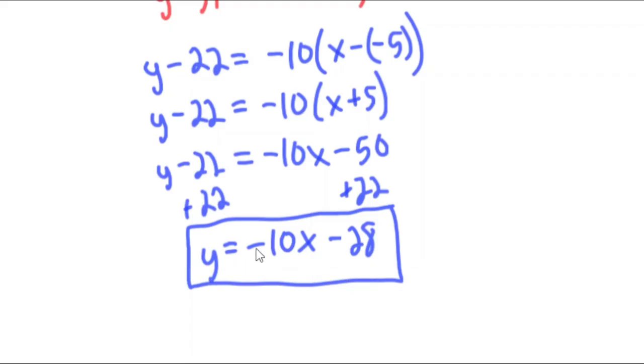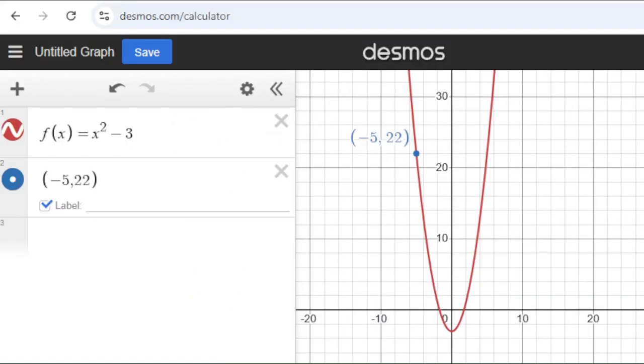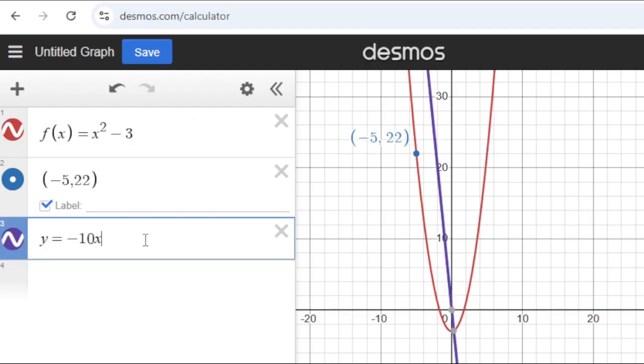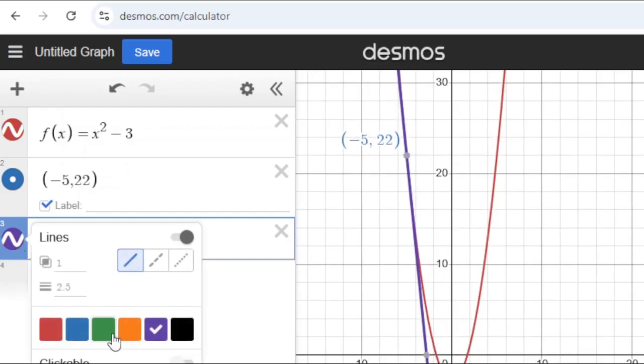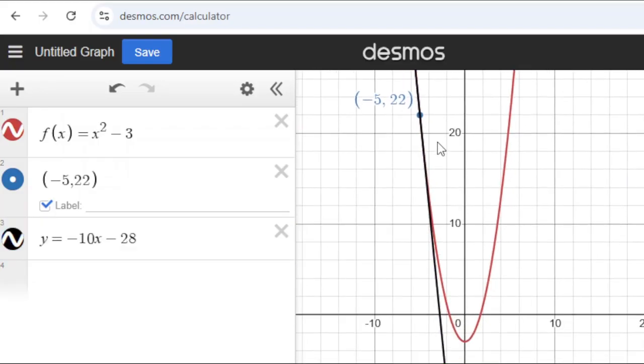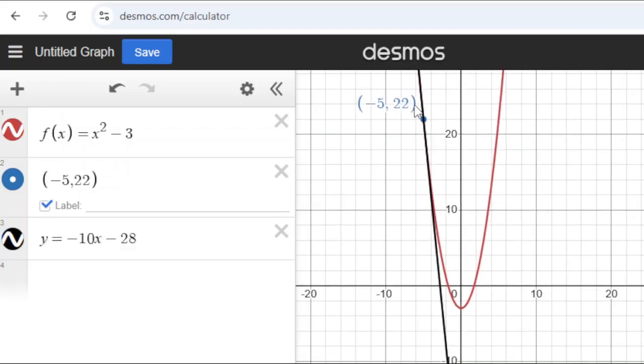Okay, this is of the form y equals mx plus b, right? Y equals negative 10x minus 28. In fact, let's check this here. Y equals negative 10x minus 28. Notice that certainly looks like it's a tangent line to the graph at that point, minus 5 comma 22, right? That's the equation of the tangent line, negative 10x minus 28. That's the equation of this line.